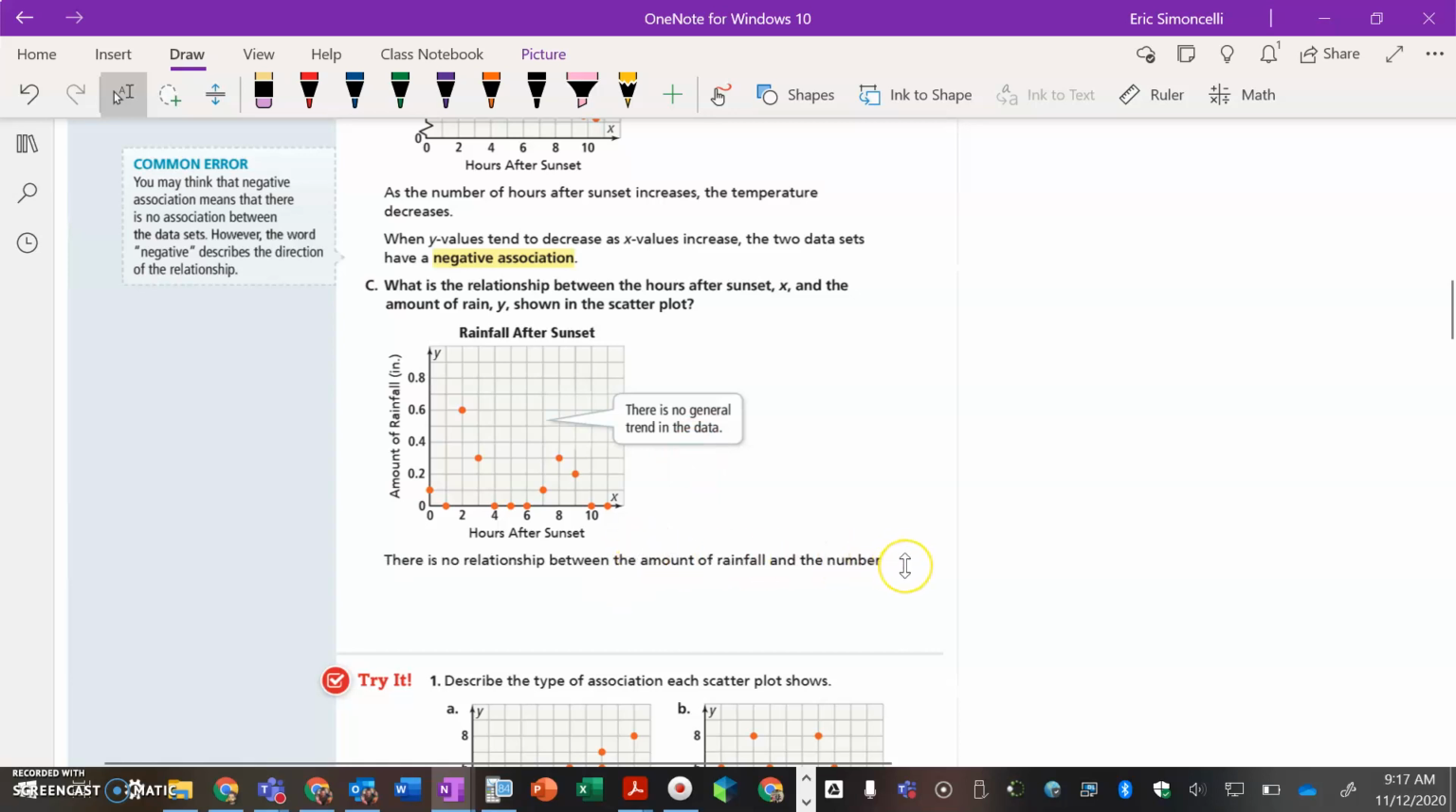Because there is no relationship between the amount of rainfall and the number of hours after sunset, we say that there is no association. When there is no general relationship between X and Y values, the two data sets have no association. We could also say there's no trend really in the data, no general trend, like I said.